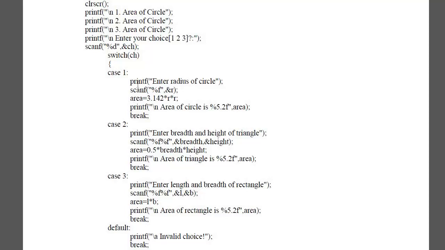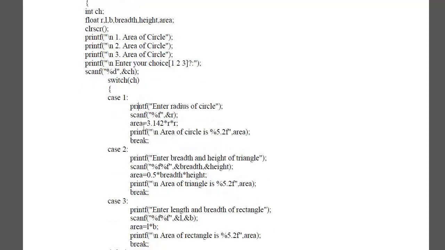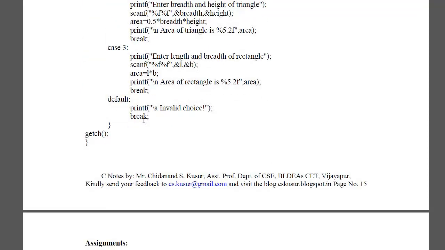I hope you understood. But how to write this program? How many variables do we need? We need one int ch variable which will hold the choice like 1, 2, 3, integer type. Float r helps us to store the radius, l is for length, b is for breadth, h for height, area, and so on, and this is the program. I think you understood. Okay.